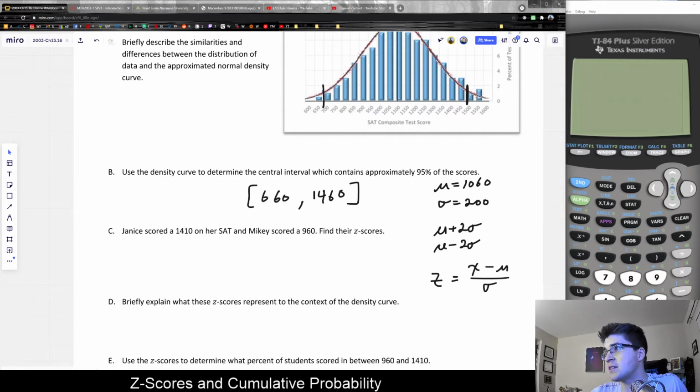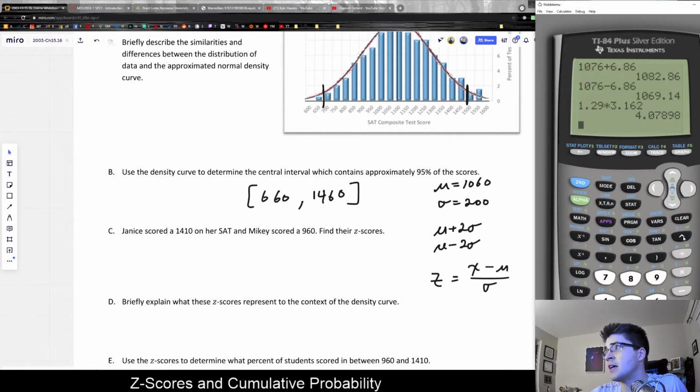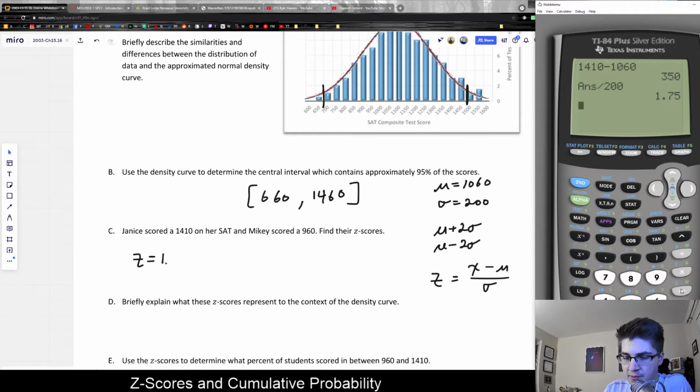So for Janice, remember x is the score in question. Janice had a score of 1410. If we subtract the mean, 1060, this gives us basically how much higher than the mean she got, which is 350, and take a ratio to the standard deviation. Janice's z-score will be exactly 1.75. And Mikey's is a little bit under the mean, so we'd expect it to be a negative z-score. In fact, he's 100 under the mean, which would give us a z-score of negative 0.5.